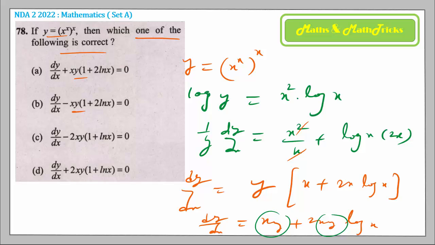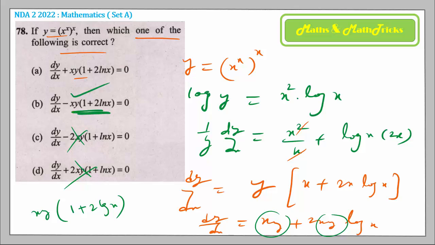And when you bring them to the LHS, 2 cannot be taken common, but xy can be taken common. So xy is outside, and in the bracket you will get 1 plus 2 times ln x. Log x means ln x here because the base is e when it is not mentioned. So the base is e: 1 plus 2 ln x. So this should be the answer.